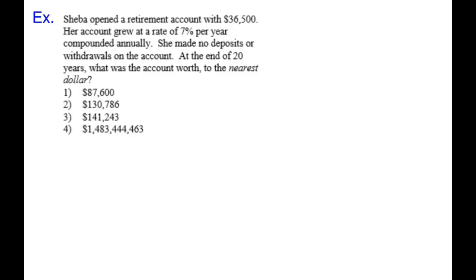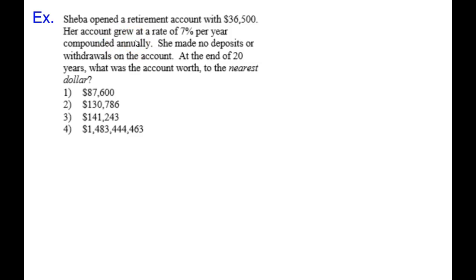Now to the first application problem. Sheba opened a retirement account with $36,500. Her account grew at a rate of 7% per year compounded annually. We'll talk about what this compounding means later on. She made no deposits or withdrawals on the account. At the end of 20 years, what was the account worth, to the nearest dollar?